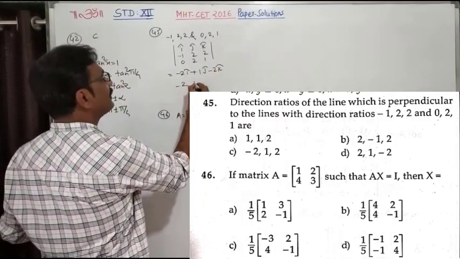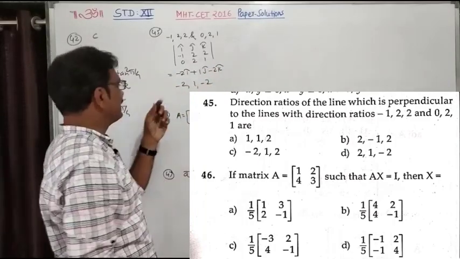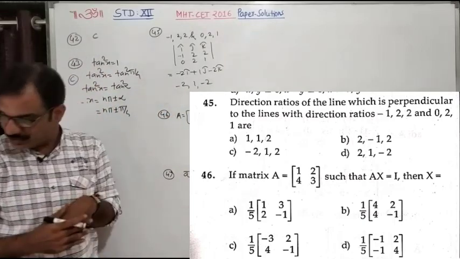So your direction ratios are like this. You may change 2, minus 1, 2 also.